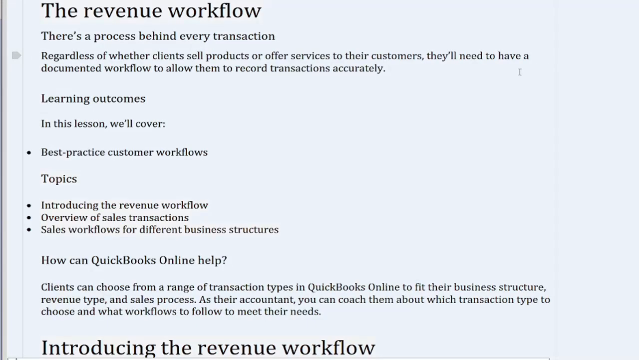The revenue workflow. There's a process behind every transaction. Regardless of whether clients sell products or offer services to their customers, they'll need to have a documented workflow to allow them to record transactions accurately.